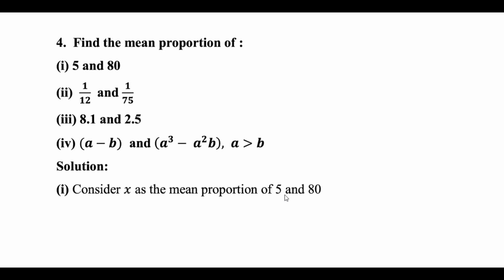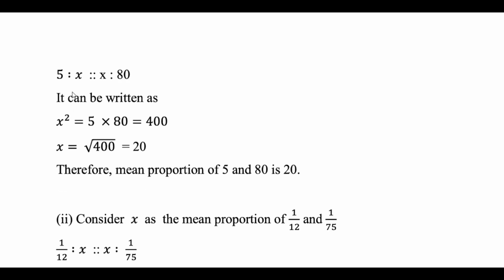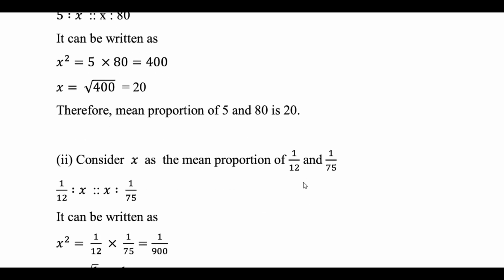Consider x as the mean proportion of 5 and 80. So we can write 5 is to x as x is to 80. So x square is equal to 5 into 80, that is, the multiplication of the second and third will be the multiplication of the first and fourth. So x will be equal to root over 400, that comes to 20. So the mean proportion of 5 and 80 will be equal to 20.